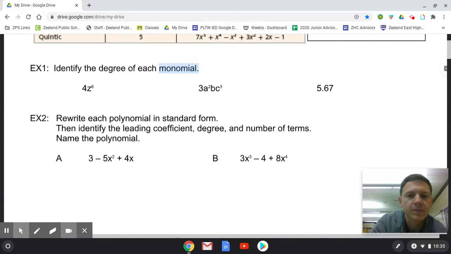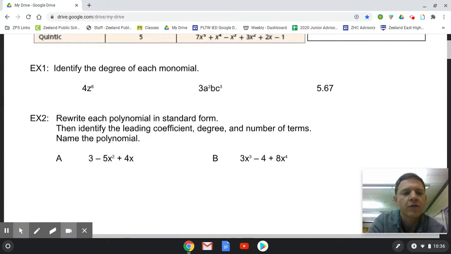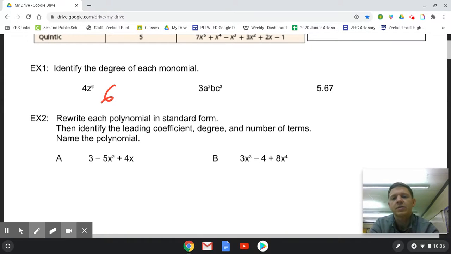Let's practice a little bit. Identify the degree of each monomial. So for the first one, well, degree means the highest power, or sum of all the powers, sum of all the exponents. So in this case, there's only 1, 6, so our degree is 6. Let's look at the last one, 5.67. Well, is there a variable there? No. So that's actually like an x to the 0, which means we have a degree of 0 for this one.